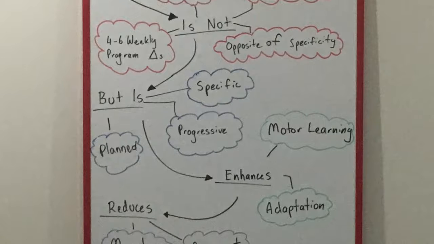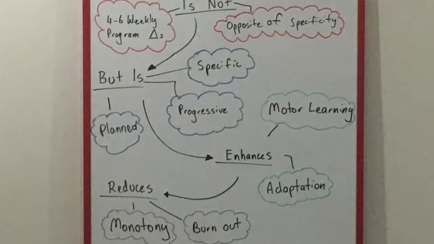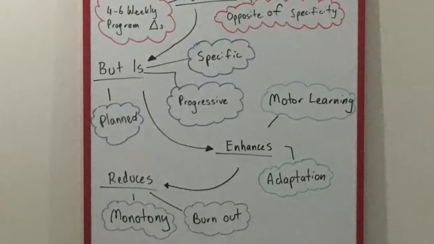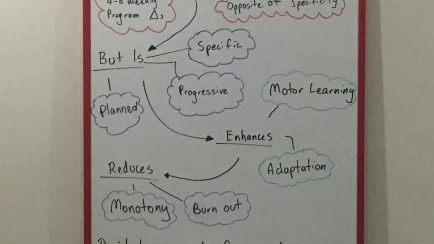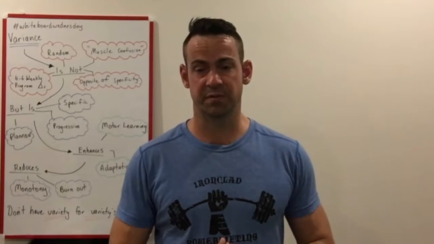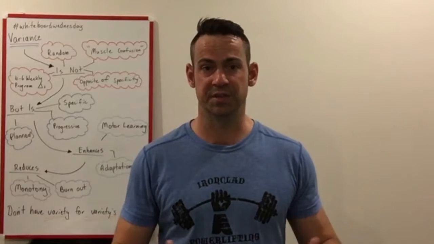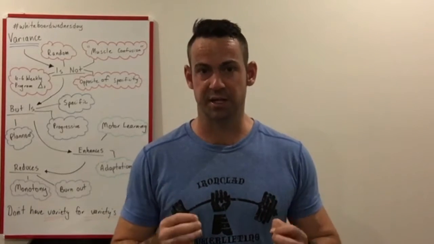Why do we apply variance to our program? Firstly, motor learning. Secondly, adaptation. Two other benefits of variance are that it reduces monotony as well as reducing burnout. Variance and specificity are not mutually exclusive. We can actually apply both in unison together, and we should apply both together in a planned and intelligent way.